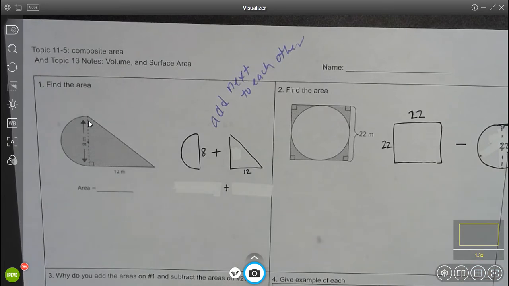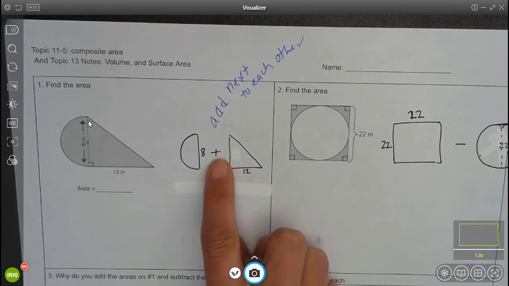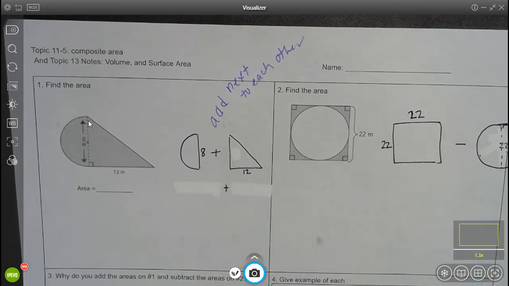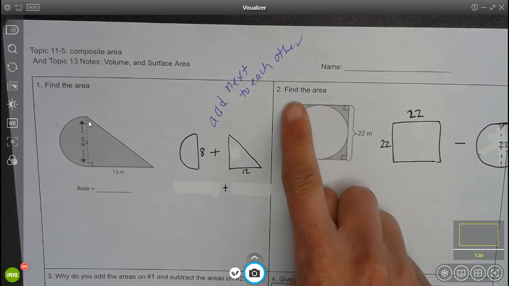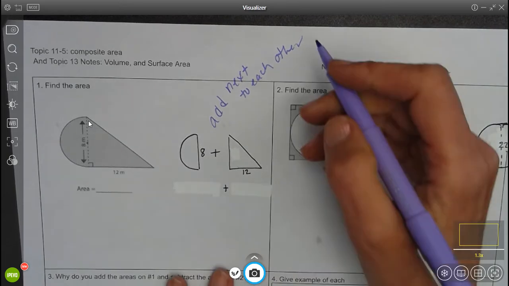So first off, you kind of have to draw your shapes separated out and decide whether they're next to each other and you're going to add, or they're on top of each other and we have a situation where something has been taken away. It will often say find the shaded area.